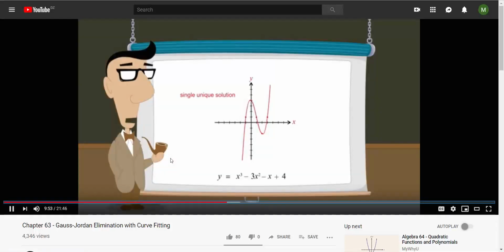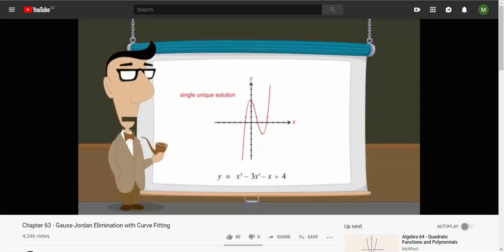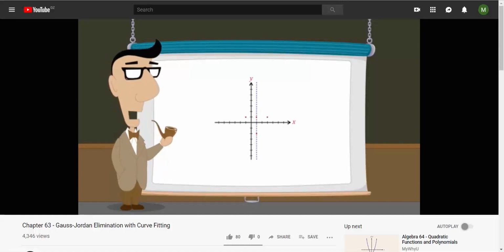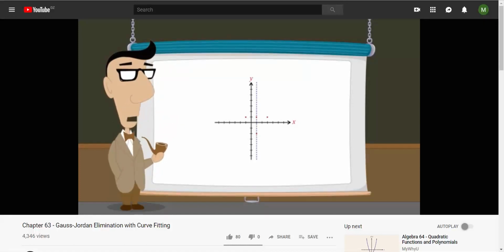Since there is a single unique solution for the system, we know that this is the only third-degree polynomial function that passes through these 4 points. But we have seen that sometimes systems of equations can be inconsistent, having no solutions. To see how this can happen, let's take the same 4 points as before and move 1 point so that it is positioned directly under one of the other points. Now we have a configuration where 2 of the points have the same x-coordinate.